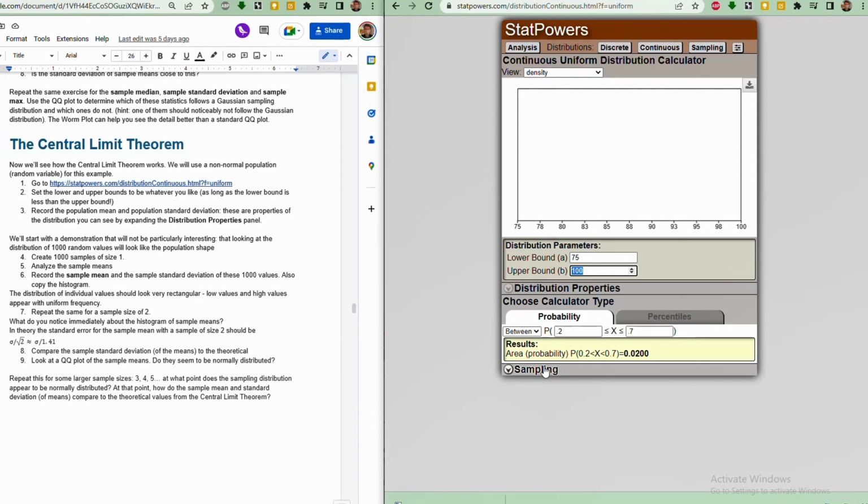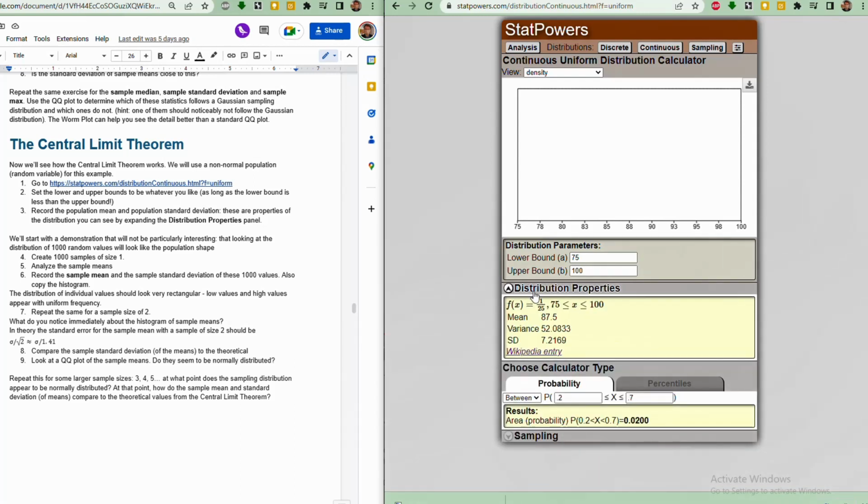And we're going to just go ahead and do some sampling. Let's look at the properties of the population. The mean is 87.5. That's halfway between the minimum and the maximum. Standard deviation of 7.2169. That'll be important to keep in mind.